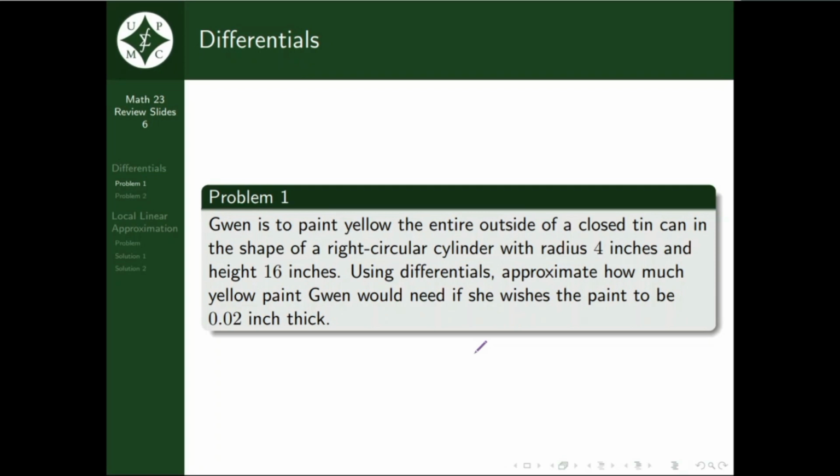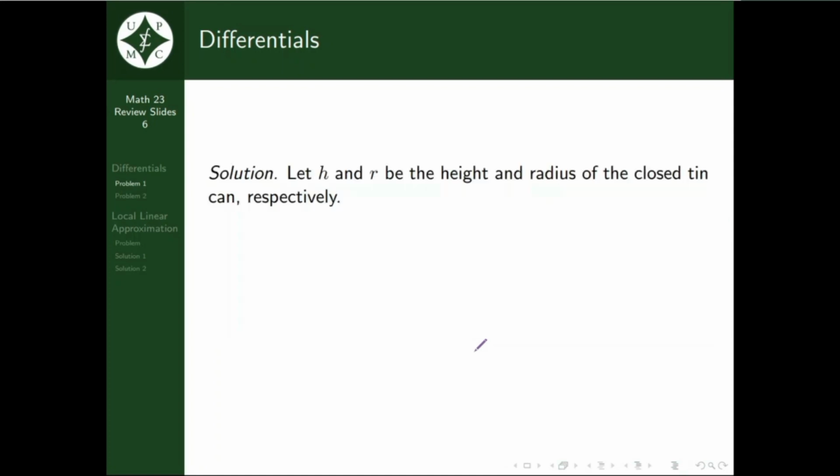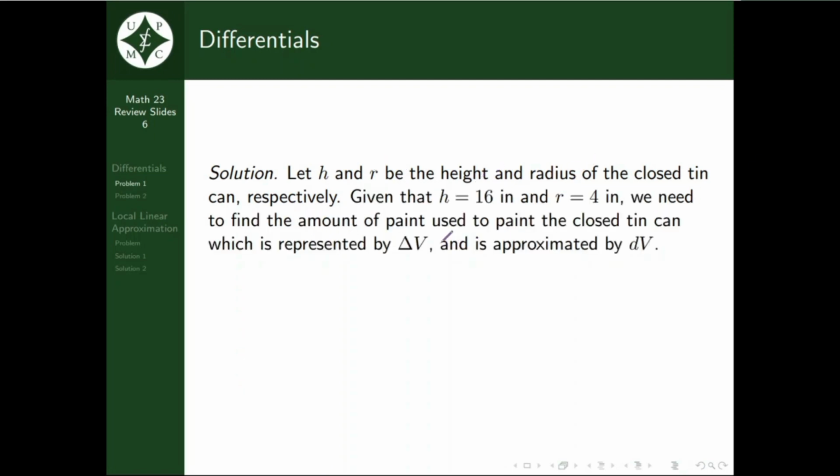So I hope you tried it out. And actually medyo funny yung problem kasi applications din naman siya. So for the solution, we first assign variables h and r. So we'll let h be the height and then yung r naman yung radius ng closed tin can natin. So given tayo ng height equals 16 inches and yung r naman natin 4 inches. So kailangan natin mahanap yung amount of paint na kakailanganin natin to paint the closed tin can.